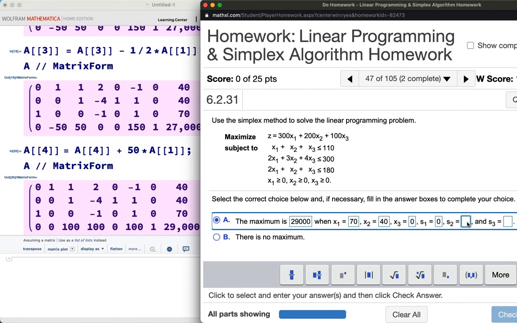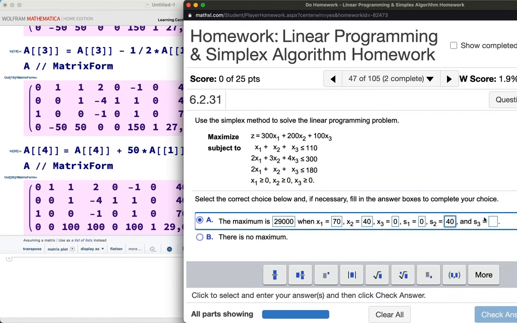Oh, sorry. Wait a minute. S1, S2, S3. S2 is 40. S3, the S3 column is non-basic, which means S3 is going to have to be 0.